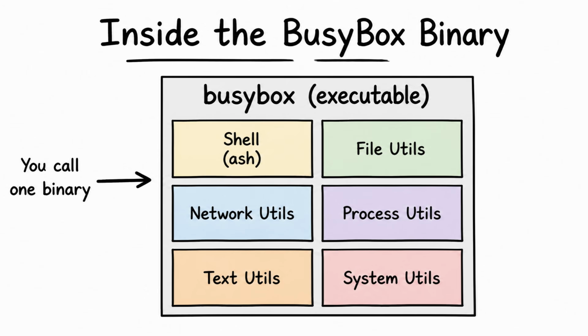Now, let's peek inside Busybox to understand how it's organized. Internally, Busybox is divided into modules called applets. There are applets for file operations, applets for text processing, applets for networking, applets for process management, applets for disk utilities, and applets for a tiny shell. Think of it like a building with many floors. Each floor handles a different category of tools. And the really clever part? You can compile your own custom Busybox with only the applets you actually need, making it even smaller.